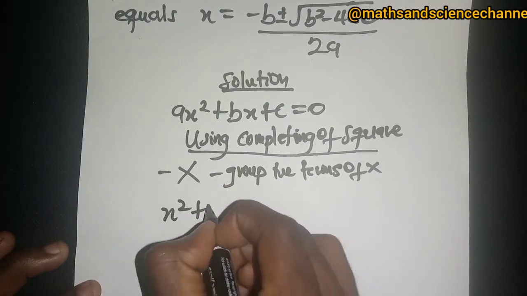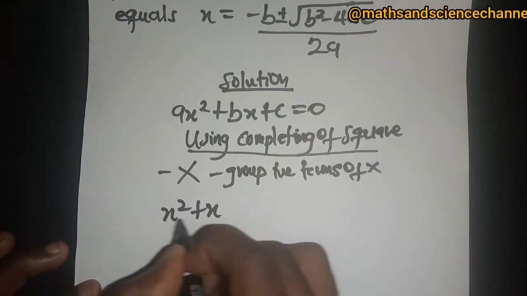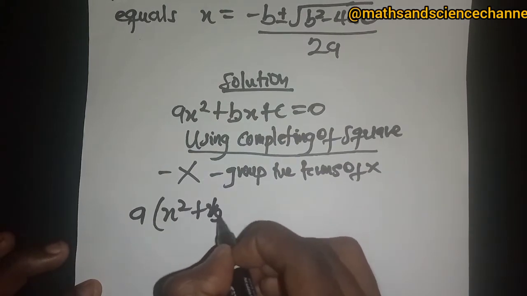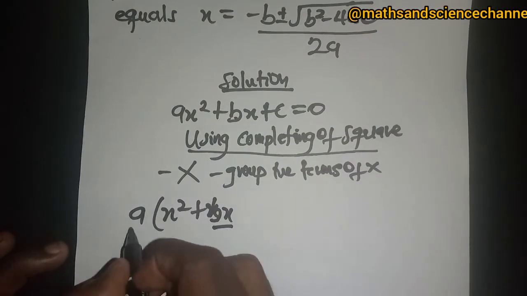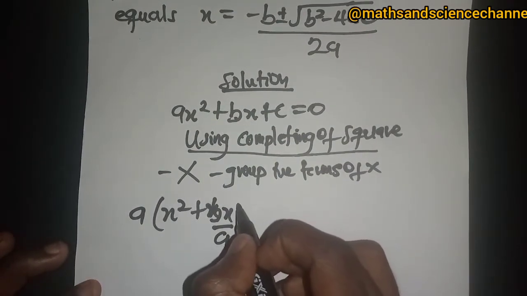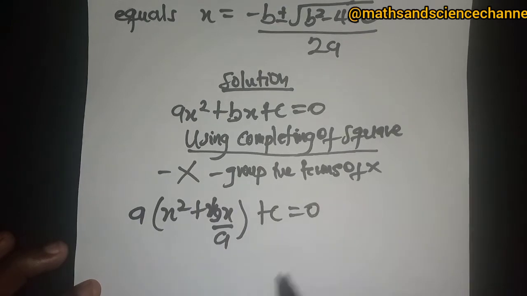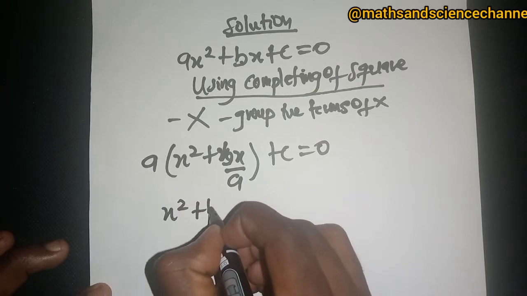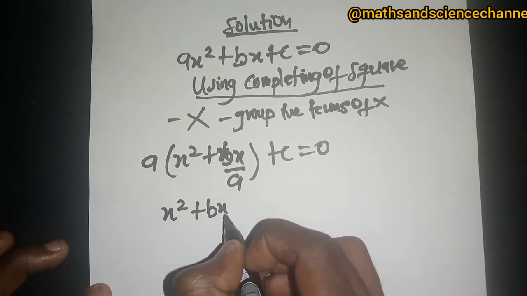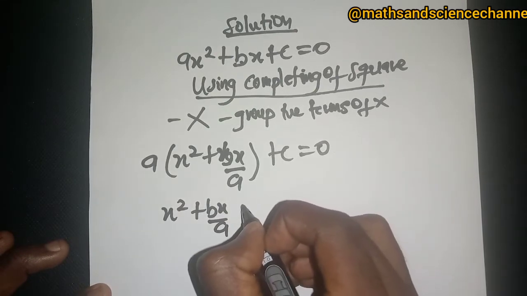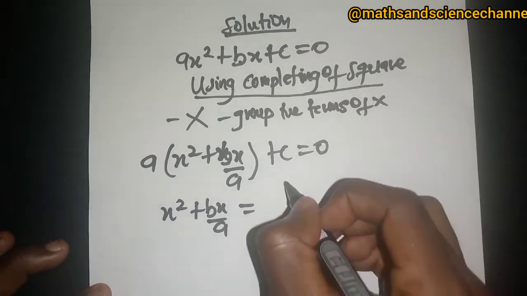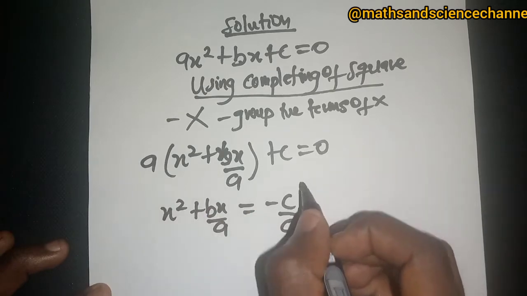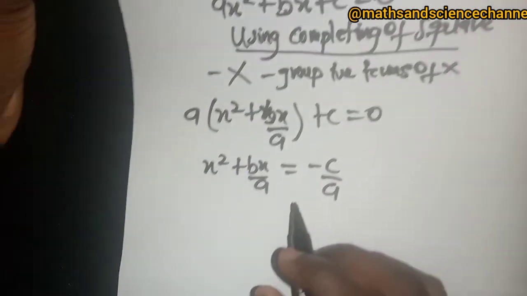So grouping the terms of x, we have ax squared plus bx here, then we'll divide by the constant a, plus c being equal to 0. So this can be written as x squared plus bx over a being equal to, let's send this constant to the other side, so negative c, then we divide both sides by a. Alright, so this is what we have.